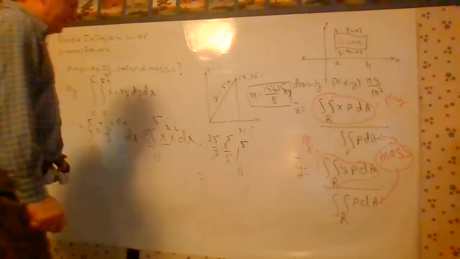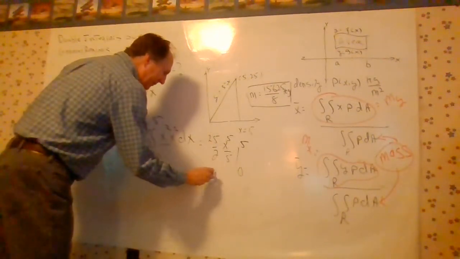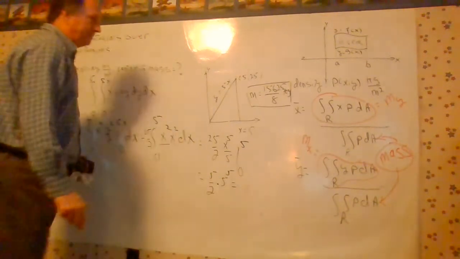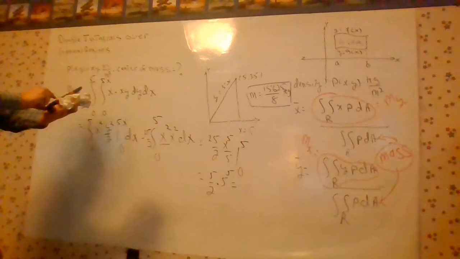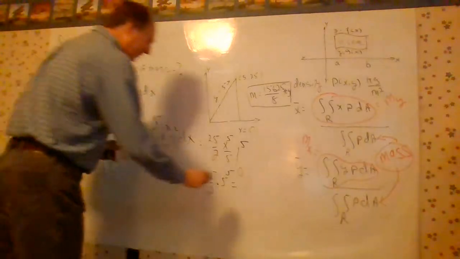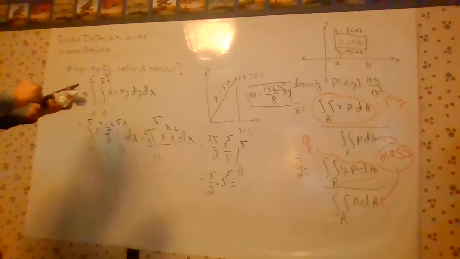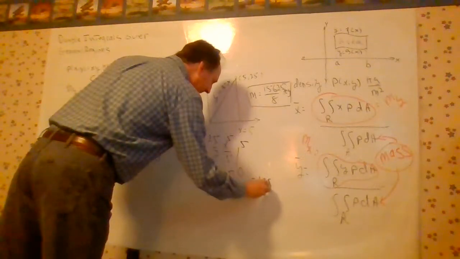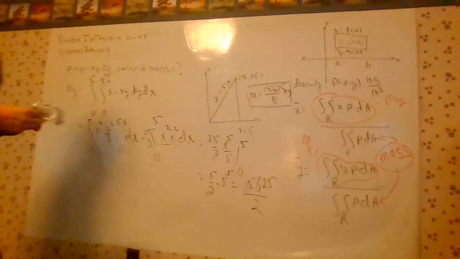And let's see, you can divide 5 into that. It actually gives you 5 halves, 5 to the 5th power. Let's see what we get for that. 5 to the 5th equals 3125. I guess we have that 5 there times 5. That's 15,625 over 2. So that's what M sub y is.